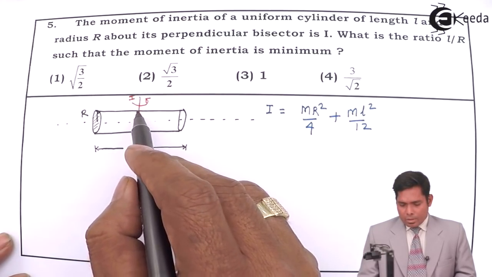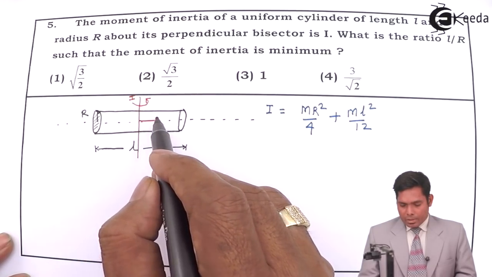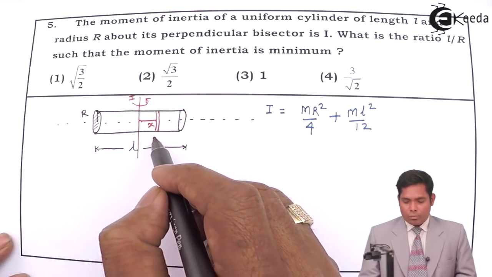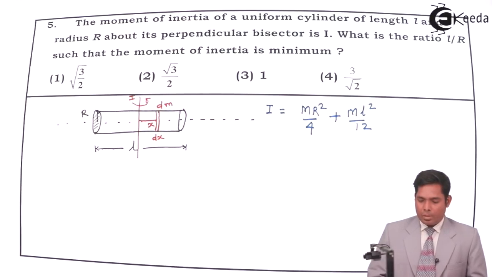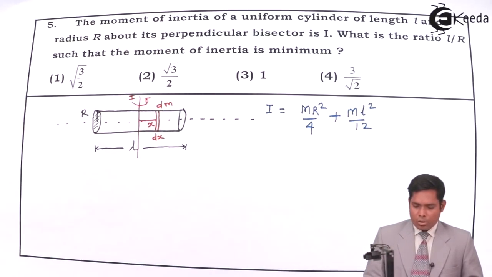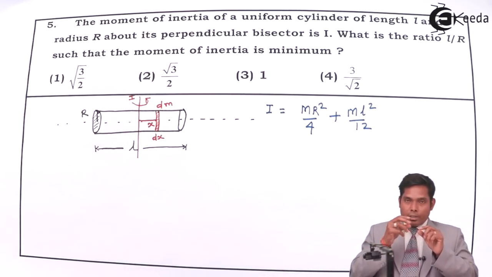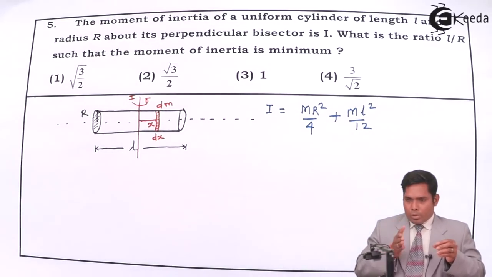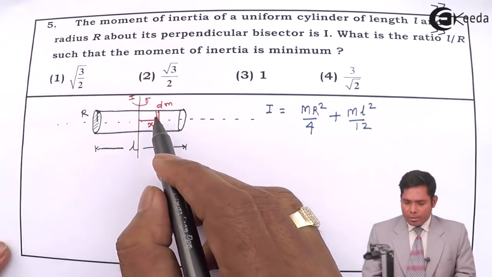How to find the moment of inertia? At a distance x from this center, I will consider a strip, a small element of length dx whose mass is dm. And that strip will be a disc, because if you cut the cylinder into small pieces, each piece will be a complete disc.